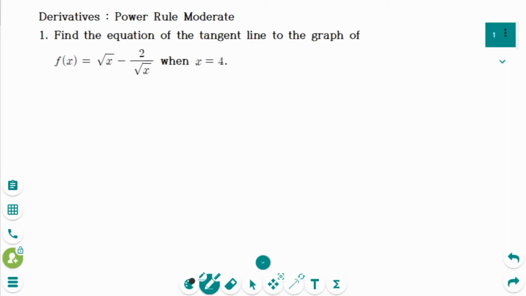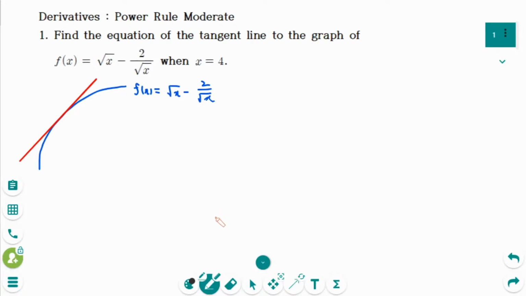You don't have to draw a graph when solving these problems, but if you can see a graph, that's enough to understand the situation. It's much more helpful in solving the problem. Suppose here, the graph of f(x) equals square root of x minus 2 over root 2x. The tangent line is here. It doesn't matter if it really looks like this. You just need to understand the situation.